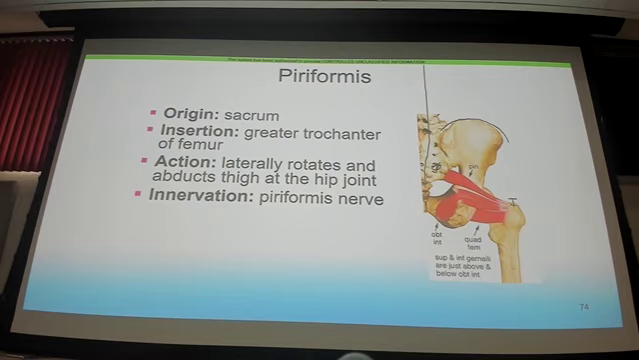So its job, though, officially is to laterally rotate and abduct the hip. And its innervation, like I said, a lot of these are just going to be named for the nerve. So the piriformis nerve, or nerve to the piriformis, innervates piriformis.